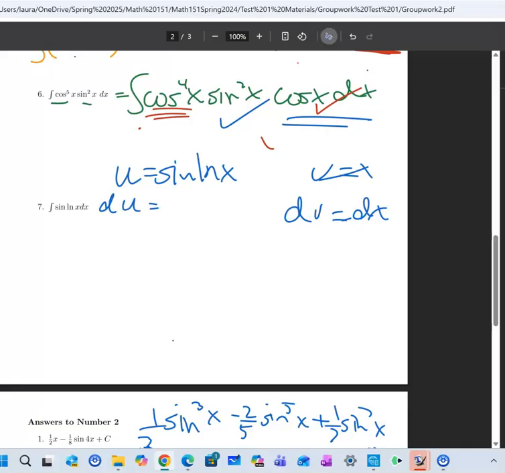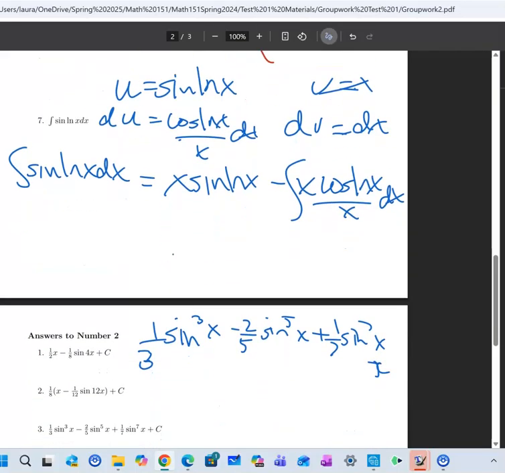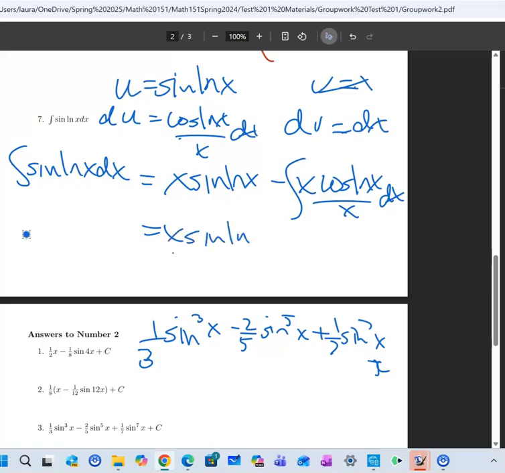And let's be careful taking the derivative of this with chain rule. Cosine of ln of x over x dx. All right, so let's carry the original guy along. Equals uv. So uv minus the integral of v and then du. Let's see what happens in here. x sine ln of x, that just carries along. These x's cancel, so I get integral of cosine of ln of x.